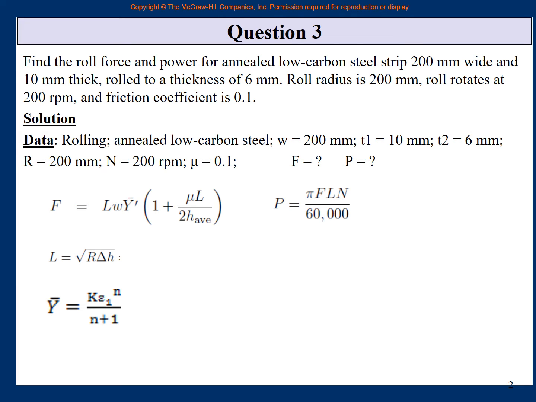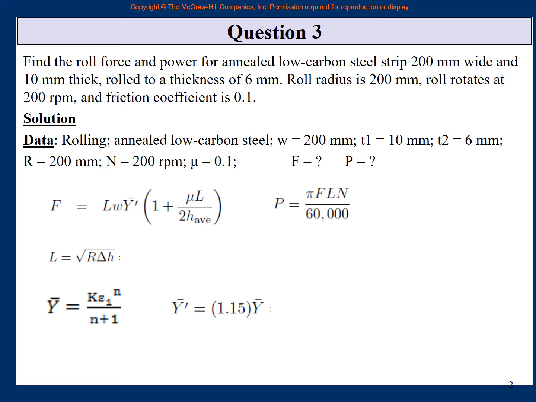Now for the Y bar, the flow stress. We know that it is not Y here in the formula, it is Y bar. So K epsilon N upon N plus 1. And it is annealed low carbon steel. In the formula sheet, at the end, the K and N values are given in a table. Go and find the values of K and N for annealed low carbon steel. If you have the value of K and the value of N from the table, then you can put it in here.